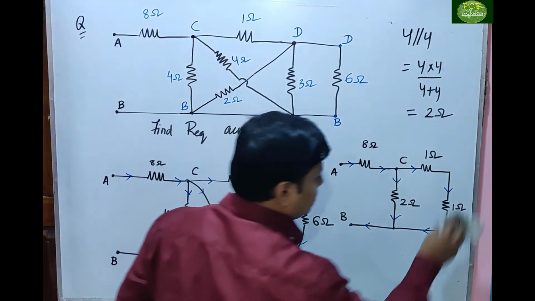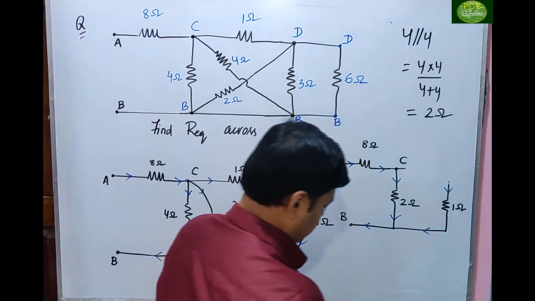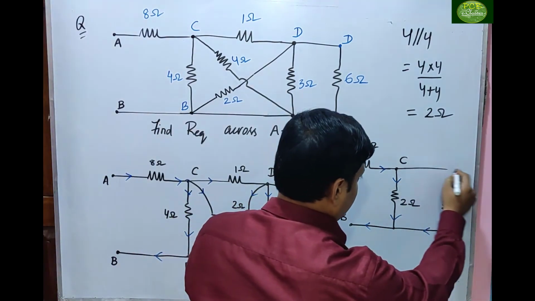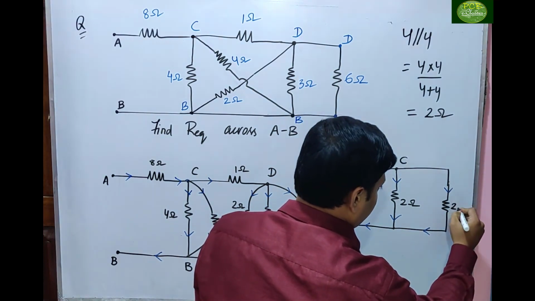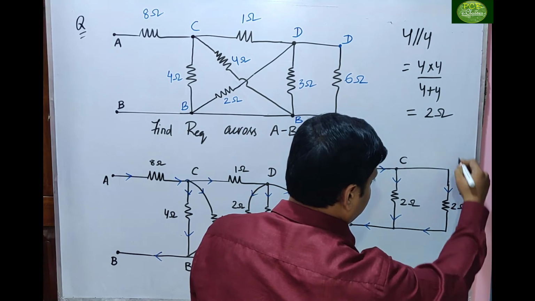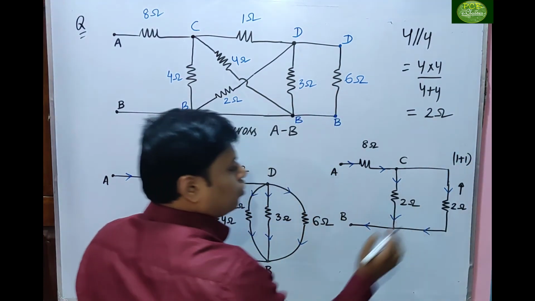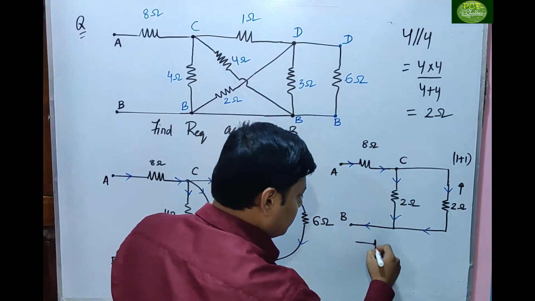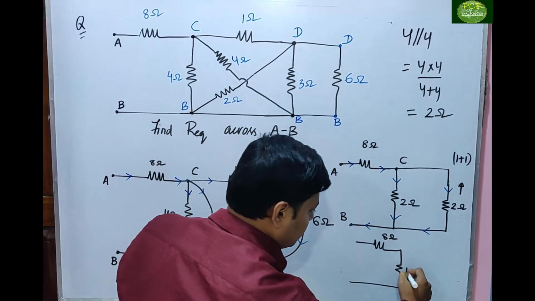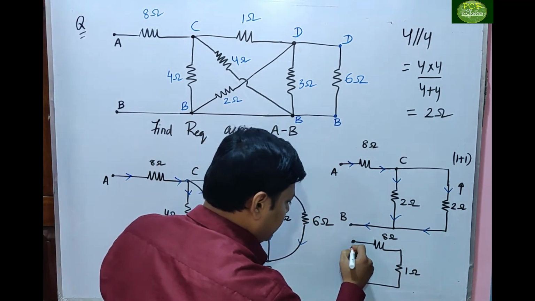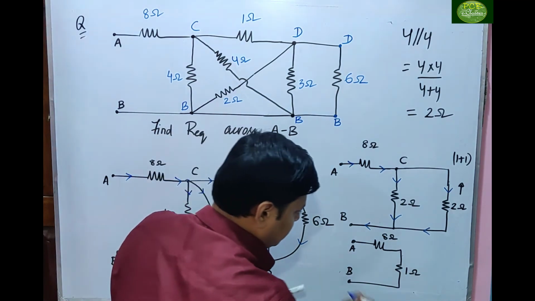I'll replace this one and write down this one as 2 ohm. What is that one? 1 plus 1. Fine. 2 ohm. 2 ohm, 2 ohm parallel, 1 ohm. So what is the answer? 1 ohm, and this is 1 ohm. This is A and B. What is the current direction?